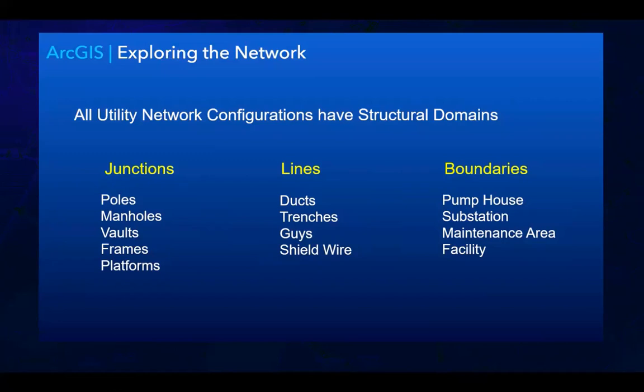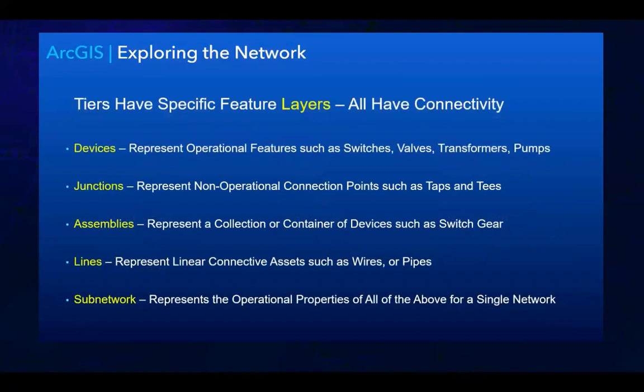For points or junctions, we can have holes or manholes or vaults or frames. For linear assets, we can have ducts or trenches or guys or shear wire, mechanical cable to support the structure. Or we can have boundaries such as pump houses or substations or maintenance areas. So it truly depends upon the configuration of the organization.